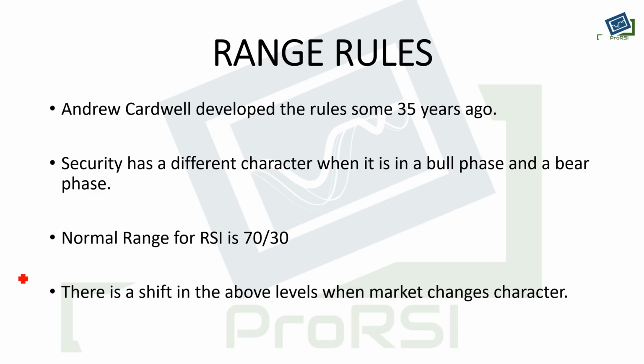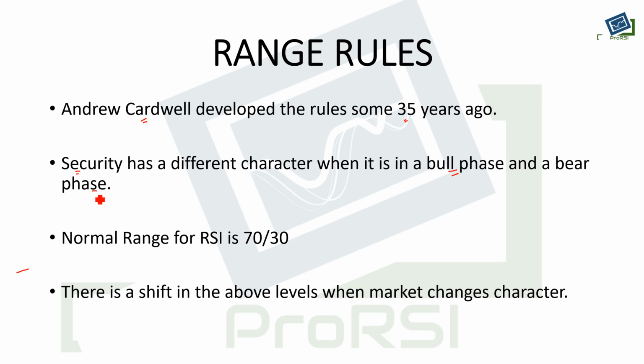So basically, this range shift was developed by Mr. Cardwell. That's some 35 years ago. Now it's more than 40 years ago. Mr. Cardwell developed this range shift. What he noticed was basically that a security or a stock or a commodity, anything, has different characters when it is in a bull phase or in a bear phase.